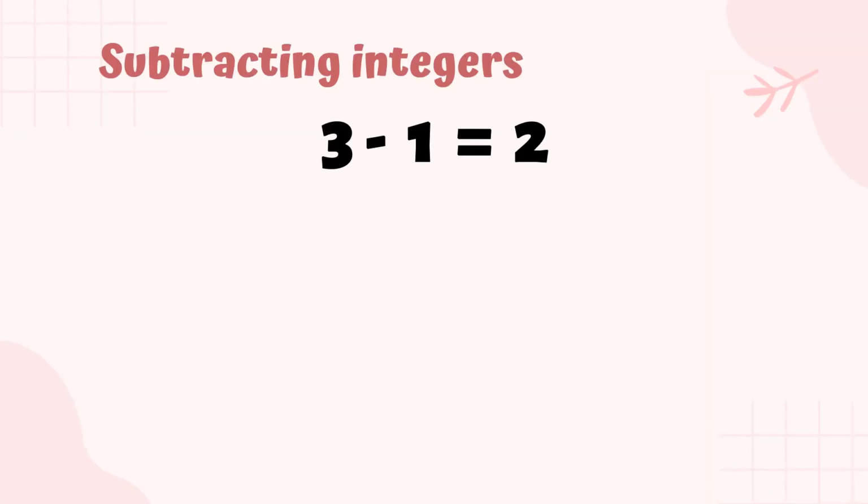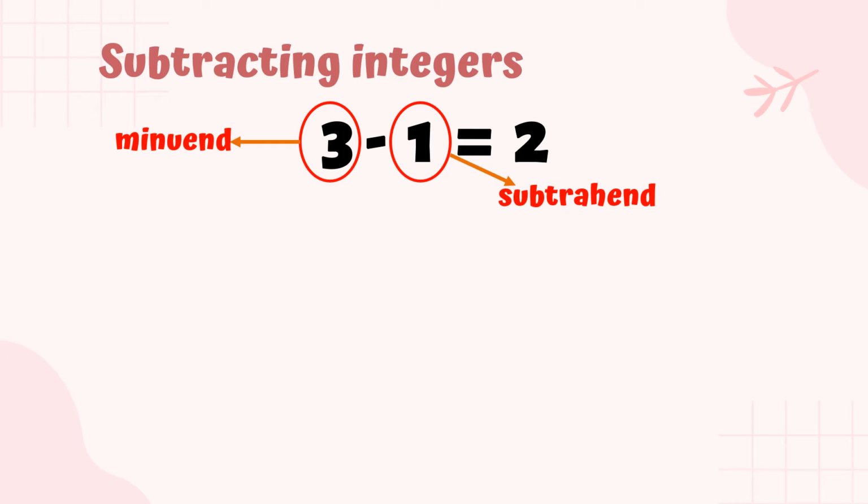So remember that in subtraction, it has different parts. The first number is what we call the minuend. Ito po yung number na binabawasan natin. And the second number is what we call the subtrahend. Ito po yung number na binabawas natin. And the result is what we call difference. And of course, our operation is minus, this symbol tells us that we have to subtract the two numbers.